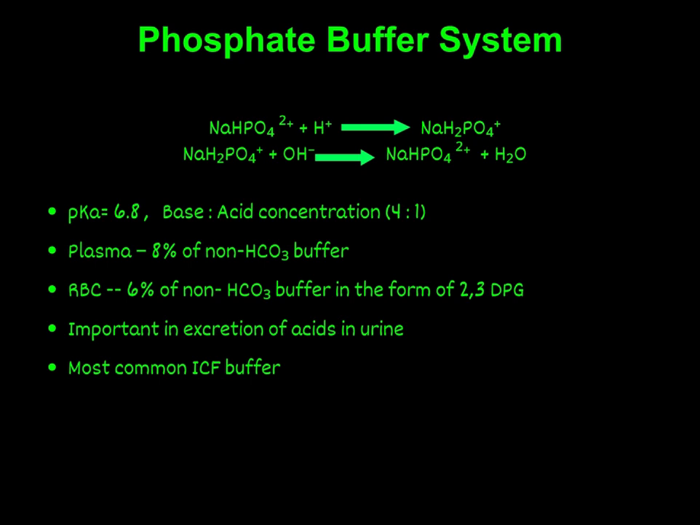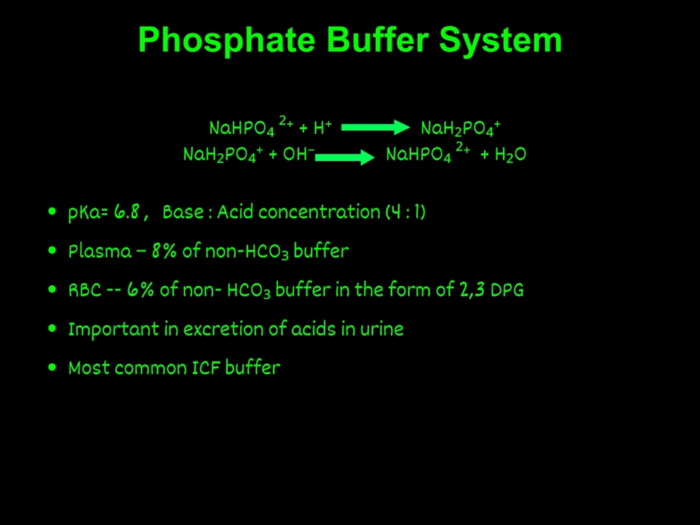The phosphate buffer system, while a minor contributor in blood plasma, is a vital component of the body's acid-base regulation, particularly in intracellular fluid and renal tubules. Its ability to buffer hydrogen ions and support acid excretion in the kidneys makes it indispensable for maintaining pH homeostasis.